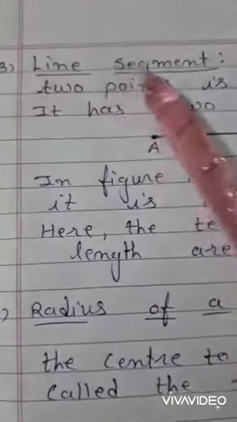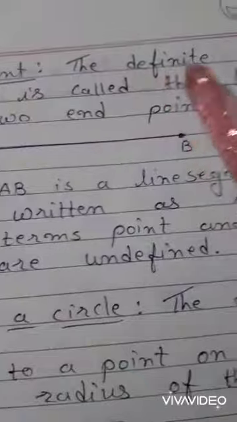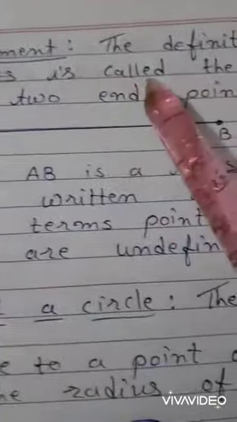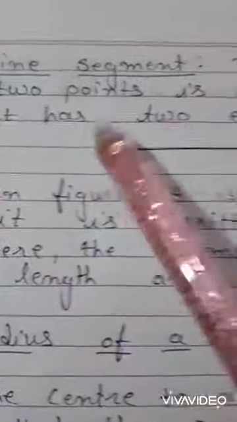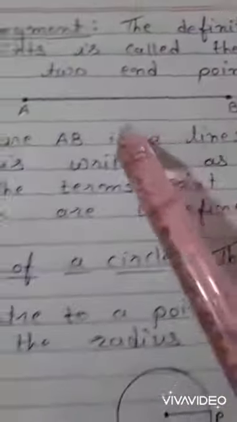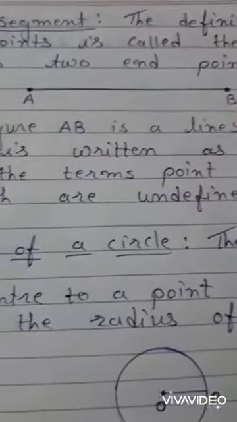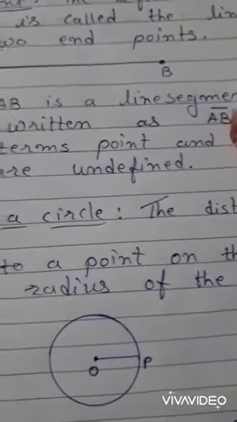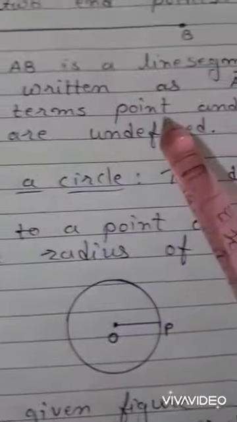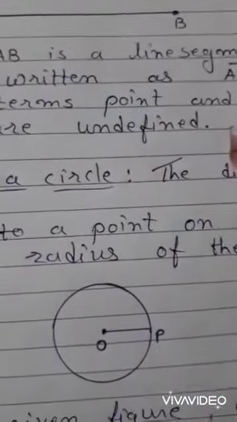Now third, line segment. The definite length between two points is called a line segment. It has two end points. You see in the figure AB is a line segment, and it is written as line segment AB. Here the terms point and definite length are undefined.